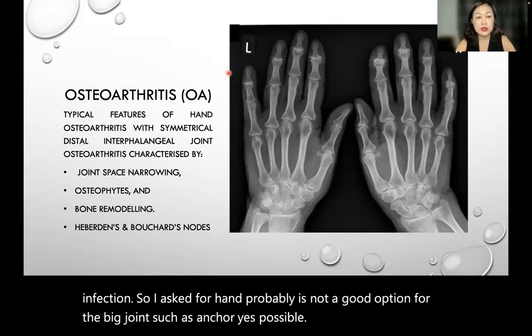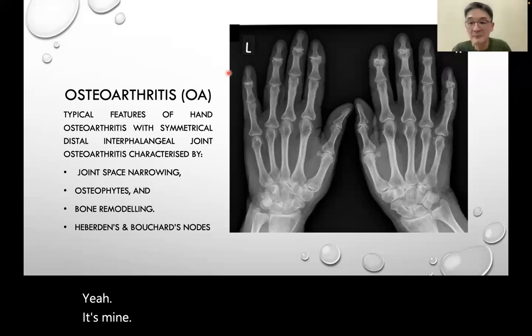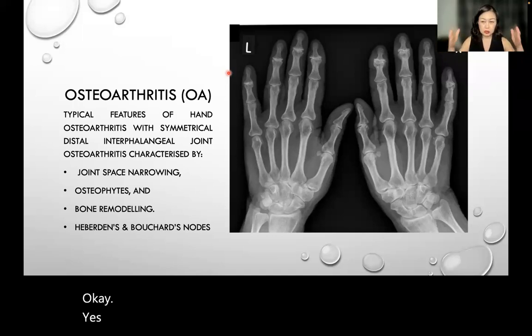Okay, can I ask a question? I mean, all of us age, right? But why do not all of us get osteoarthritis of the hands? And why do not all of us get osteoarthritis of the knees? And sorry, a last question: is it predominant to a certain gender or certain race?